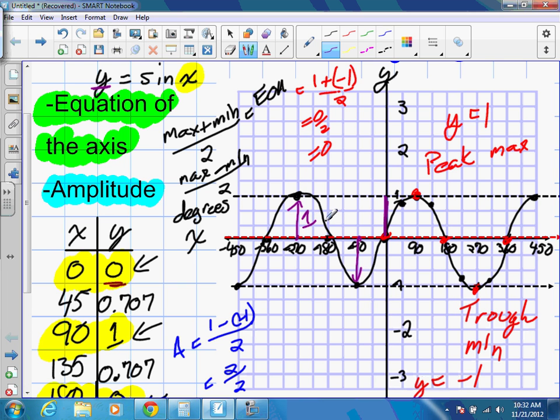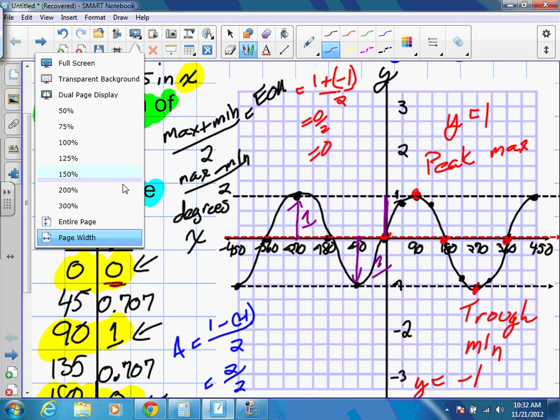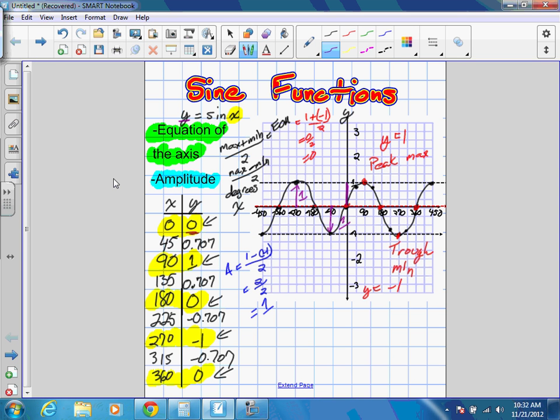Okay? So, today's lesson is really to get you guys used to looking at a sine wave. That's what we normally call it. This is a sine function graph. Okay? It is a continuous pattern with the same peaks, troughs, and equation of the axis, and it's very similar amplitude. The equation of it is y equals sine x. If there's any variations, I want you guys to make tables and plug values in again to see what the differences are.